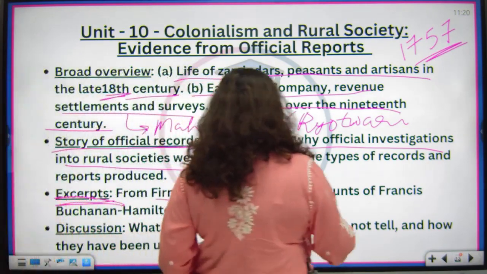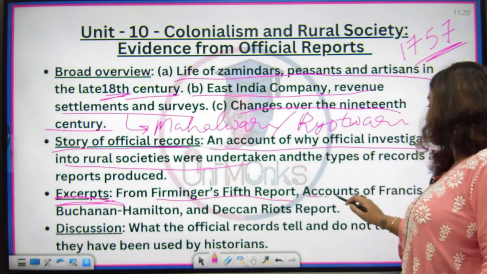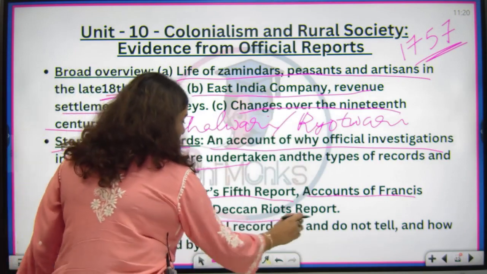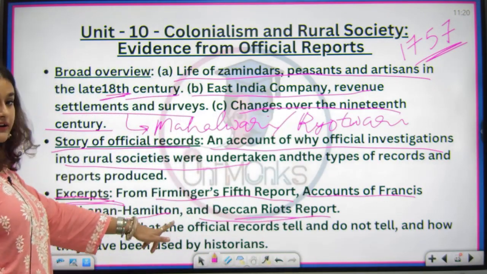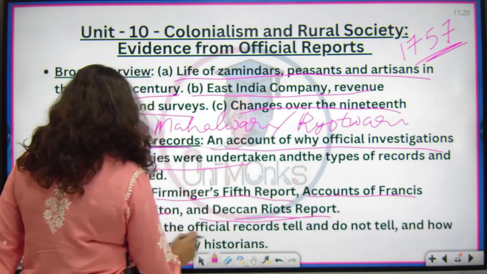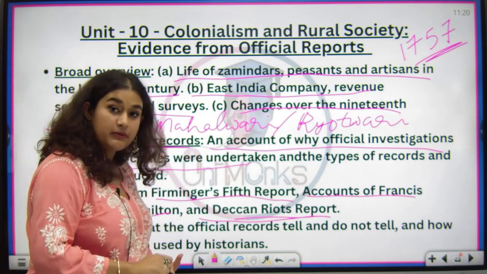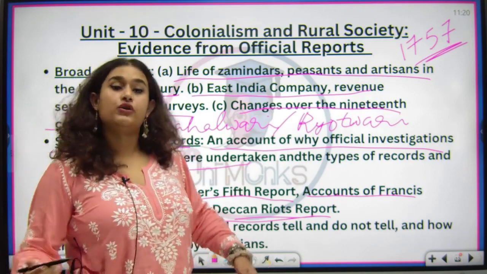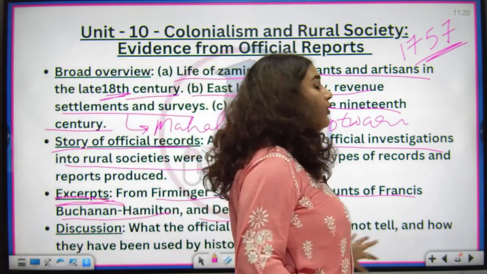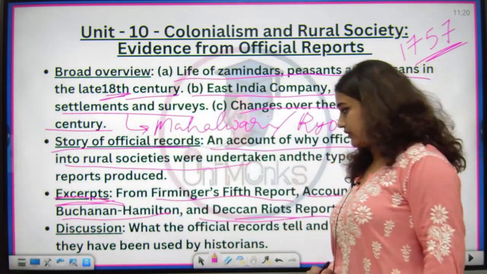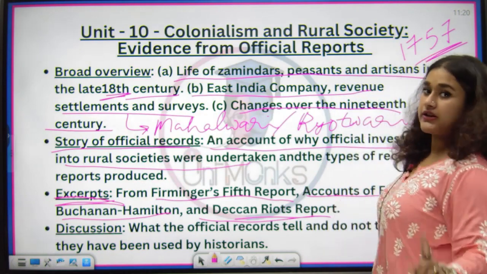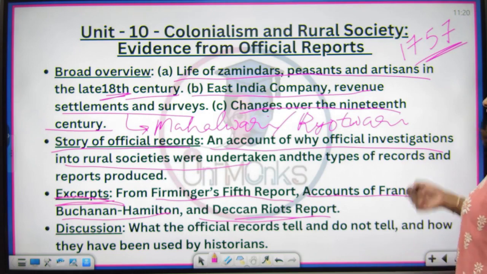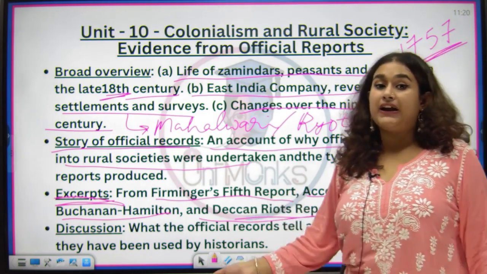All right, the excerpts will come from Firminger's 5th report. Excerpts can also come from the accounts of Francis Buchanan Hamilton and the Deccan riots. Now, these two have already come. The accounts of Francis Buchanan Hamilton has already come in a previous year's question paper, and the Deccan riots report has also come in a previous year's question paper. So you know that this chapter is very, very important. The discussion is going to take place on what the official records tell and do not tell, and how they have been used by historians.